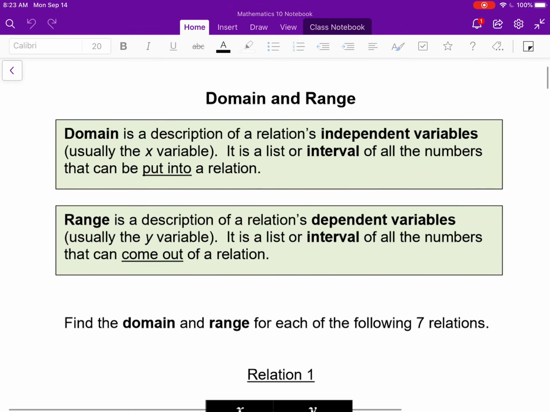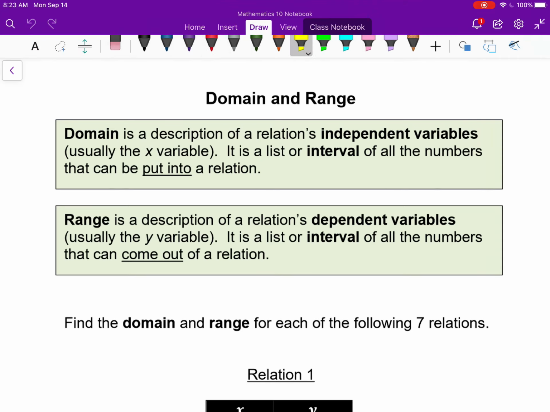So these two terms, domain and range, like I said, I expect to be new. We're going to hear them again, not only for the rest of this course, but in every math course you take after this. So domain is a description of what goes into a function, into a relation, I'll say for now. It's a description of the independent variables, which is usually the x variable. It is either a list or an interval of all the numbers that can be put into a relation. Everything I'm highlighting in yellow is kind of connected. So a domain is a way of describing what goes into a relation.